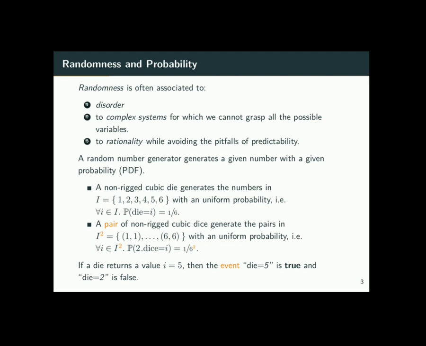So if the die is perfect and, for example, not tricked, then you have a uniform distribution among probabilities. Similarly, you could also have a pair of non-rigged dice.